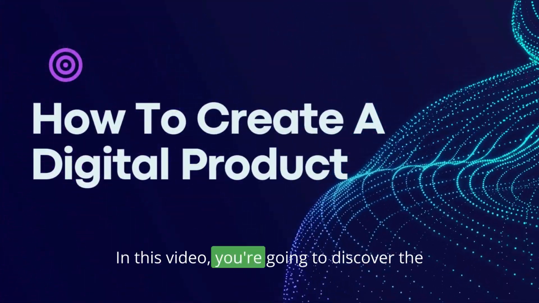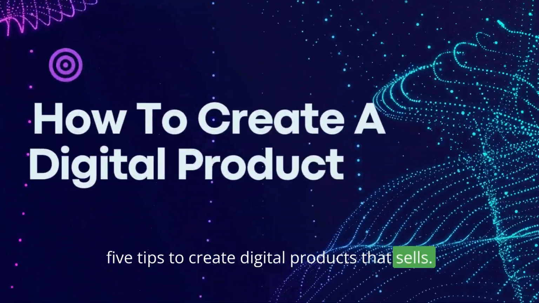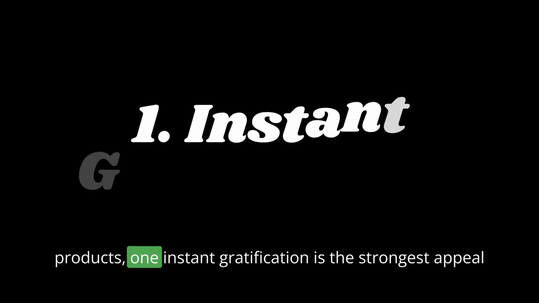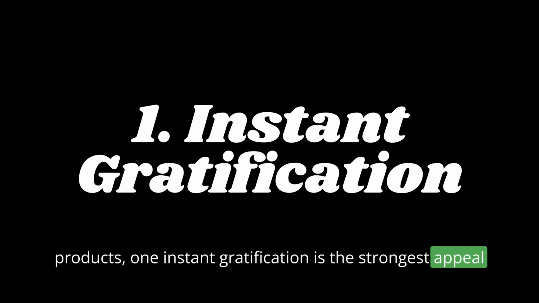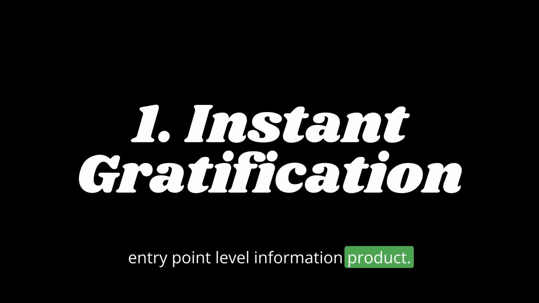In this video, you're going to discover the 5 tips to create digital products that sell. Here are the key takeaways if you want to do well online in the biggest growing market, which is information products. 1. Instant gratification is the strongest appeal you can use when creating a low-ticket, entry-point level information product.